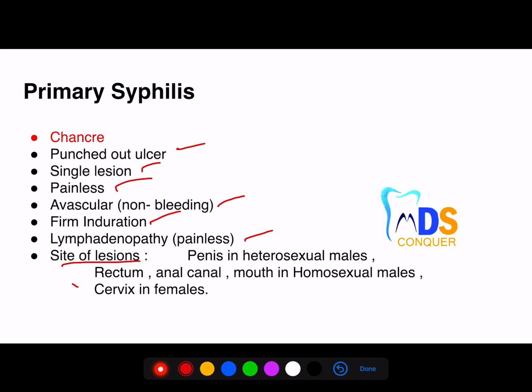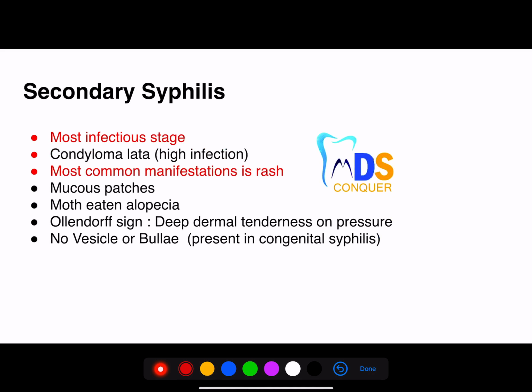So site of lesions most common, and everything like males, heterosexuals, homosexuals. Please do make a note. Second stage is most infectious stage. You can see, yesterday in one of the sessions we were discussing among the lesions which are present, this is the one which is highly infectious. Already secondary syphilis is highly infectious, and among the lesions it is most infectious.